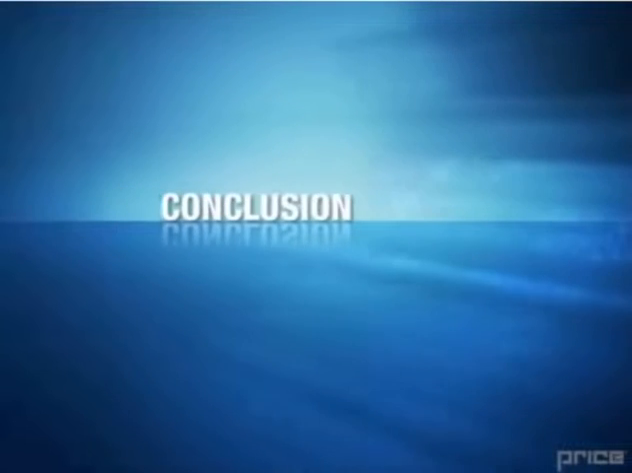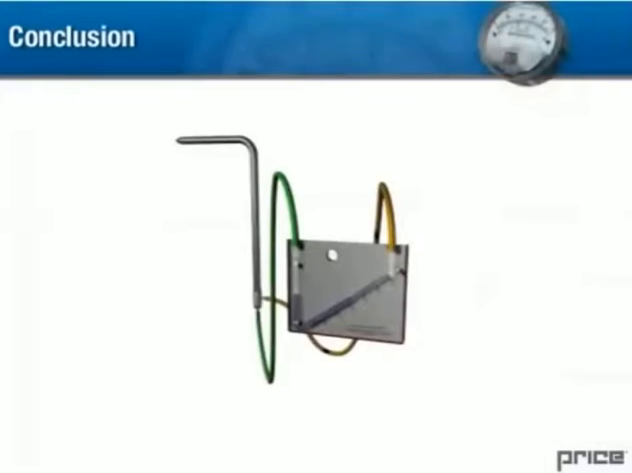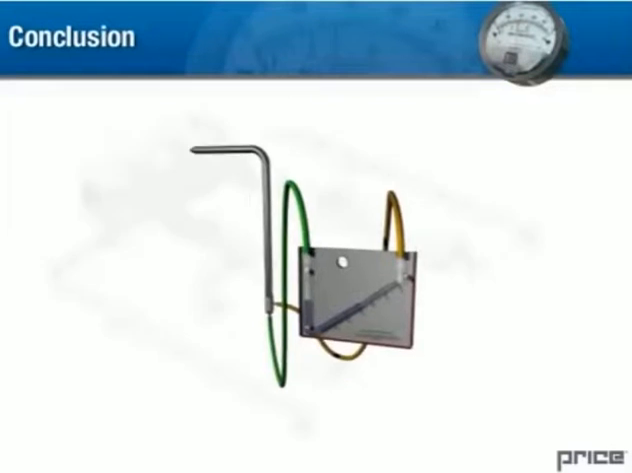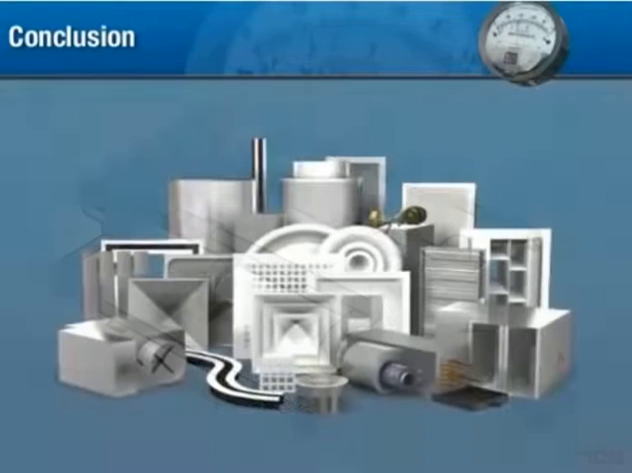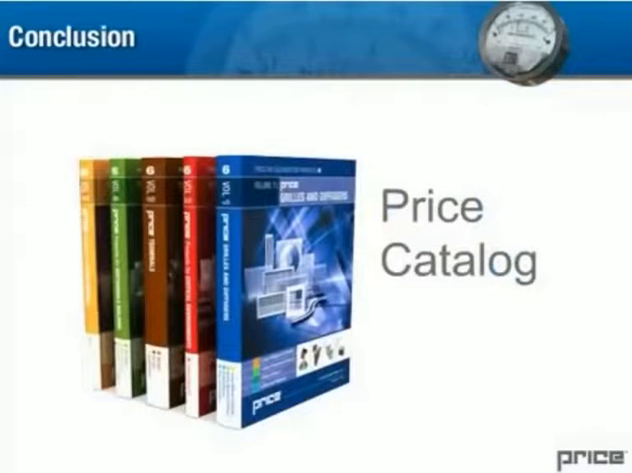In this unit, we've examined the nature of air pressure. Using instruments such as the inclined manometer and pitot tube, we can measure different types of pressure found in an HVAC system. Price engineers use these methods to design and evaluate HVAC components. Acquired pressure and airflow measurements are published in the Price catalog so that you, the HVAC professional, can make informed decisions regarding component selection. We hope that you've enjoyed this overview of pressure measurement.